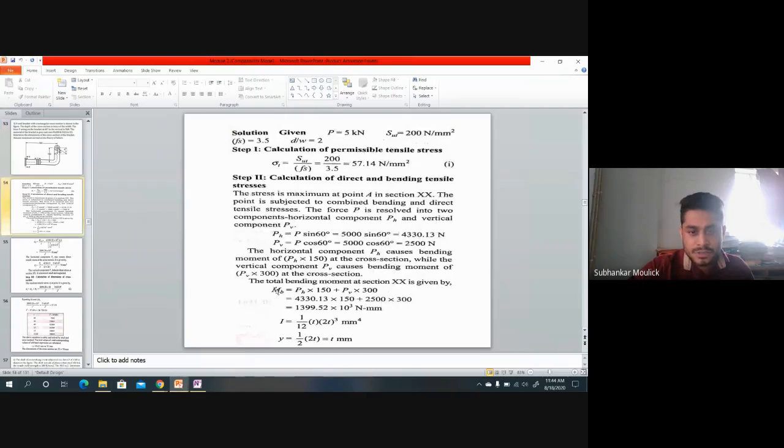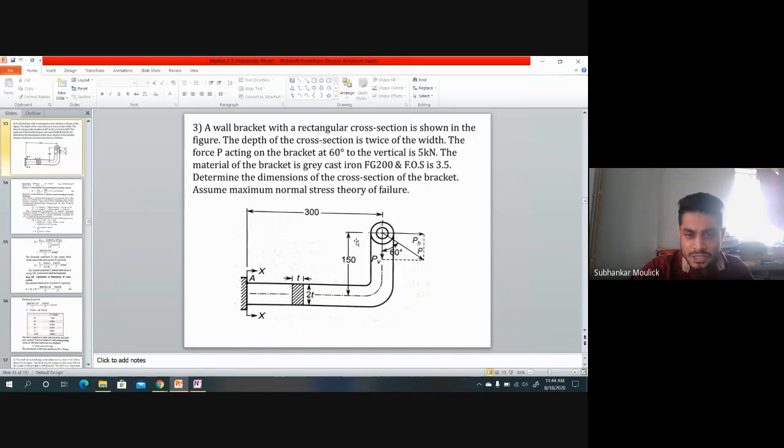Bending moment MB will be PH into 150. Distance I will always take from the neutral axis. Now if you see, this PH into 150 is creating a hogging bending moment. Hogging is like this, and downward is sagging. If you are taking sagging positive, you have to take hogging negative as a sign convention, or if you are taking hogging as positive, you have to take sagging negative. Here I am assuming that hogging is positive.